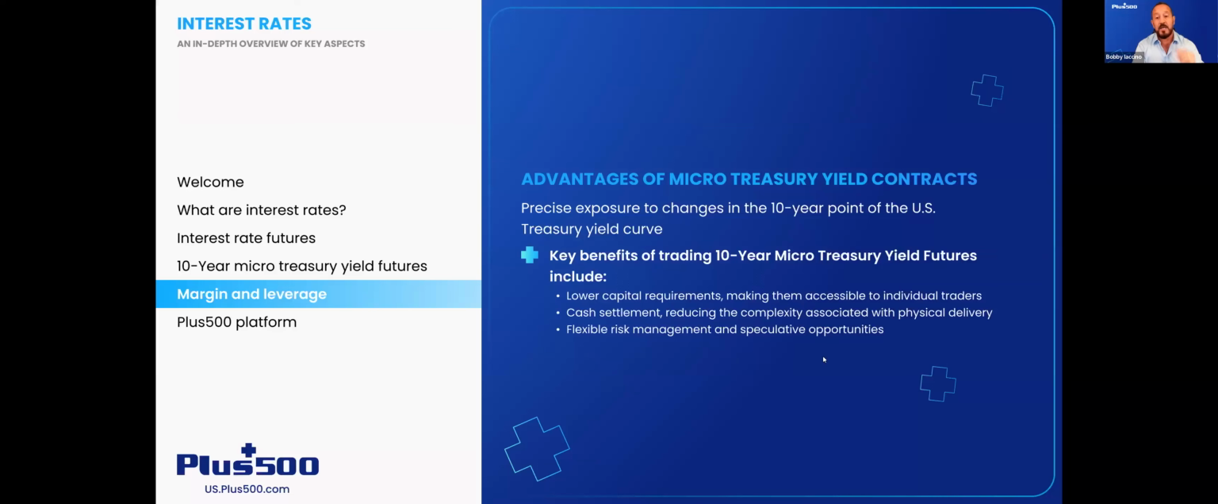Key benefits of trading 10-year micro treasury yield futures include lower capital requirements, cash settlement, and flexible risk management and speculative opportunities. Speculating in treasury futures is a really good place to start.